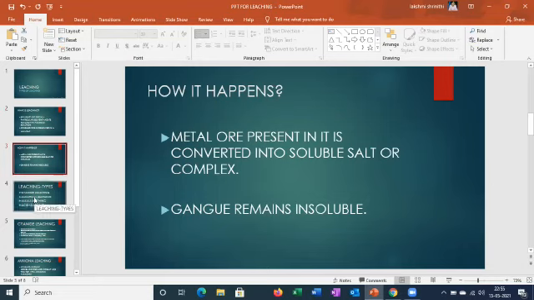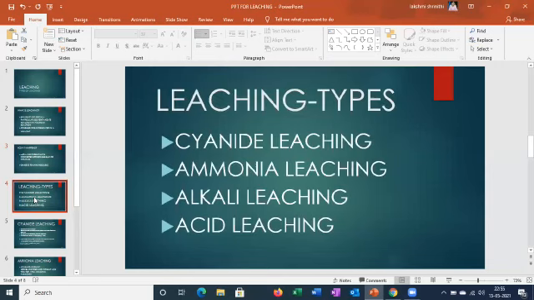Whereas the gangue remains insoluble and stays at the bottom. So this is what happens in all types of leaching. We convert the metal ore either into a soluble salt or into a complex, that is, a coordination compound. This is common to all types of leaching, right? Nearly we have 4 types of leaching: cyanide leaching, ammonia leaching, alkali leaching, and acid leaching.